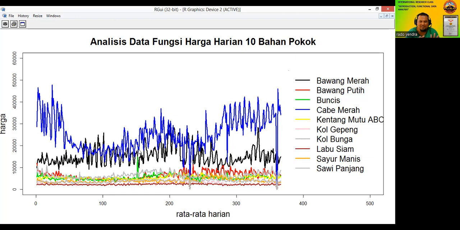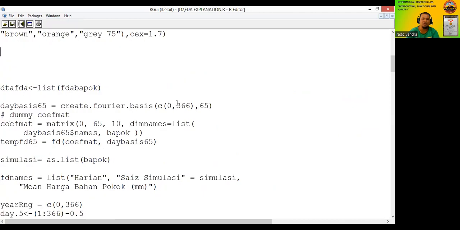So from 10 overlapping graphs, we will produce the smooth graph using the Fourier series function. In our programming, we use the 65 basis. 65 basis means we have one constant and 64 coefficients. So we give the name day basis 65.